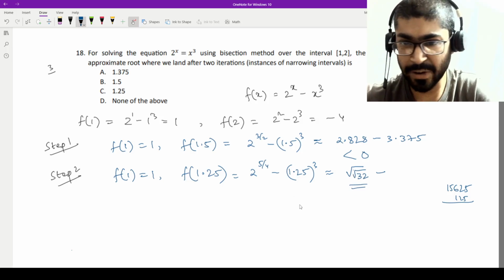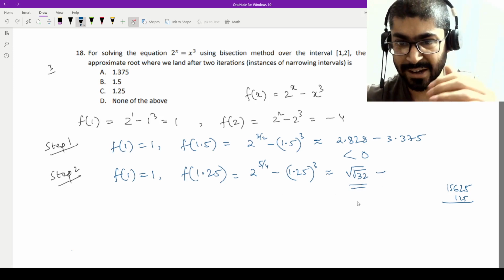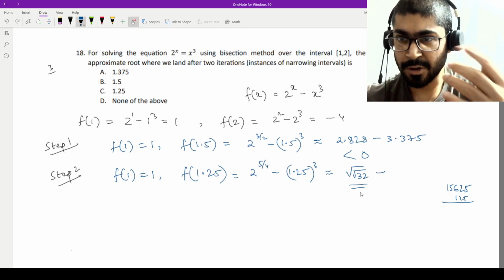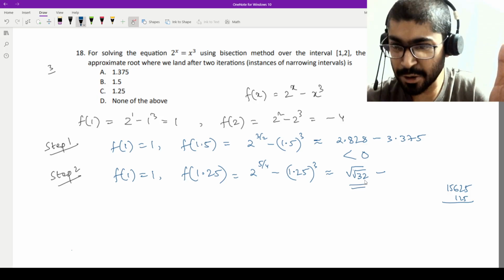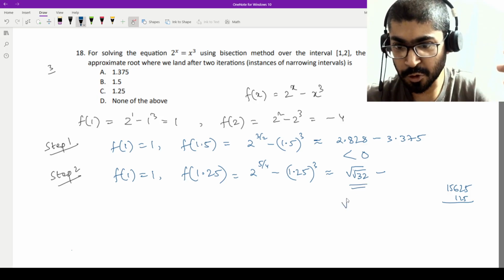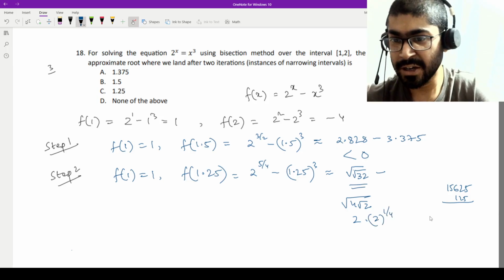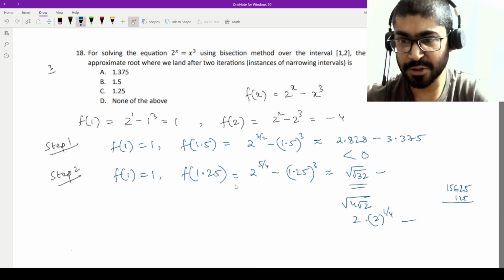So root 32 we can write as 8 into 4, right? So this I can write as 8 root 4, or root over 8 into 4, 4 can come out, 2 root 8, or 16 into 2, so that will be 4 root 2. So root over of 4 root 2, right? This is basically twice of 2 to the power 1/4, right? This multiplication is much easier, right?